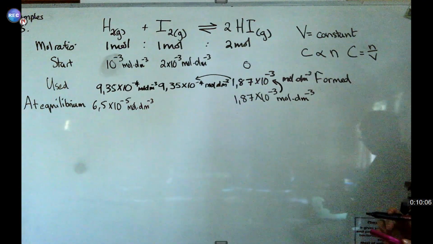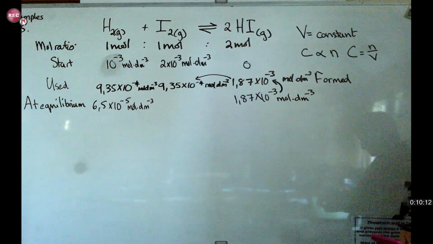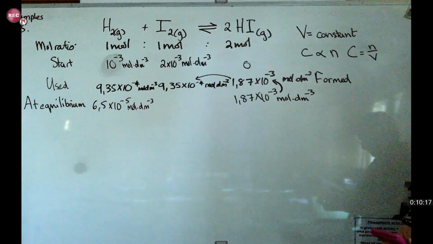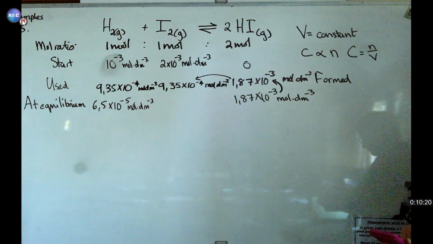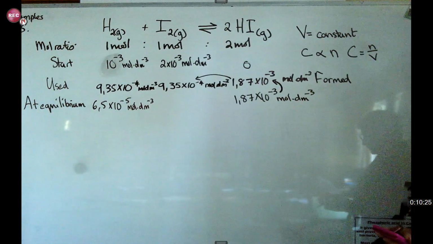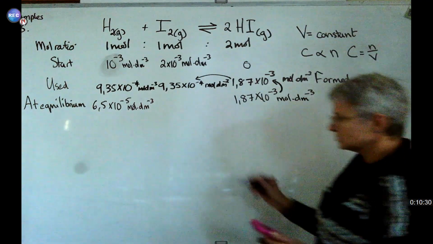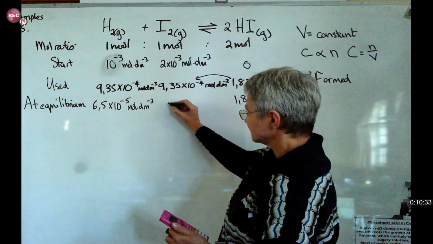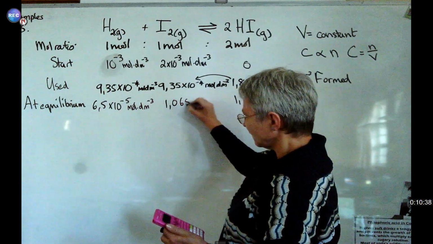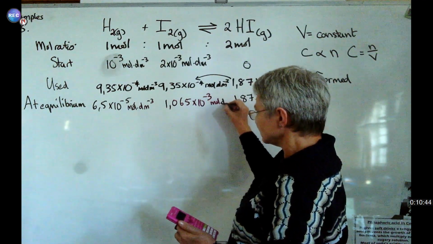And the second one, the iodine, so it is twice 10 to the power negative 3 minus the 9.35 times 10 to the negative 4. So I get 1.065 times 10 to the minus 3 mole per cubic decimeter.